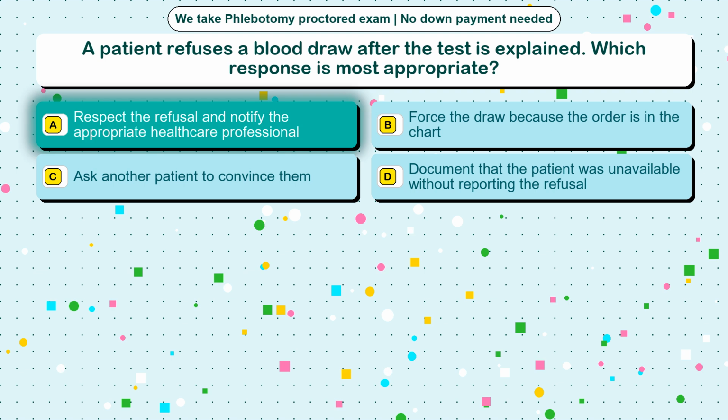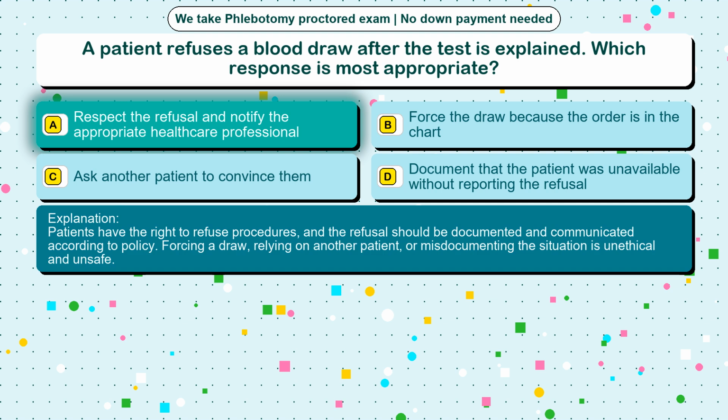The correct answer is option A, respect the refusal and notify the appropriate healthcare professional. Patients have the right to refuse procedures, and the refusal should be documented and communicated according to policy. Forcing a draw, relying on another patient, or misdocumenting the situation is unethical and unsafe.